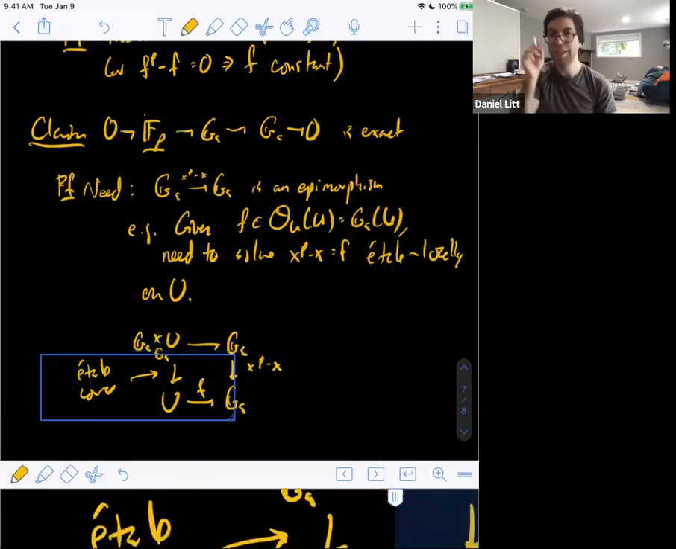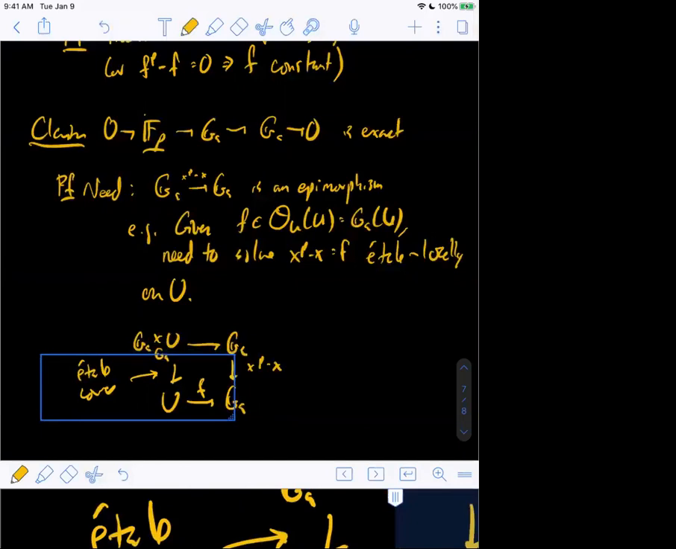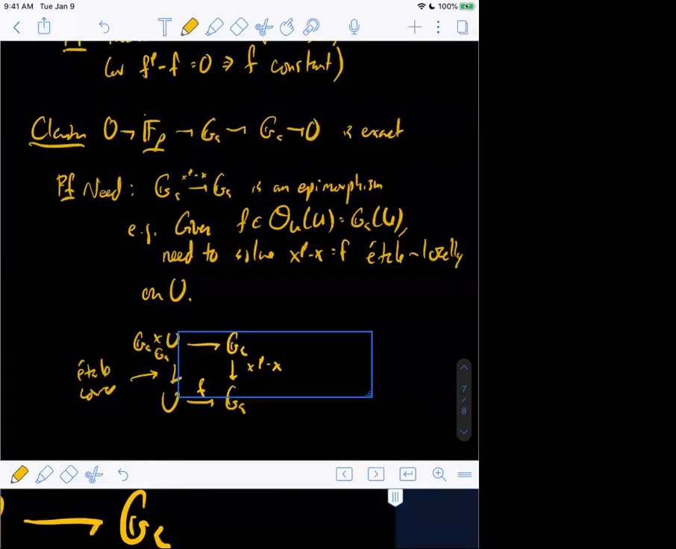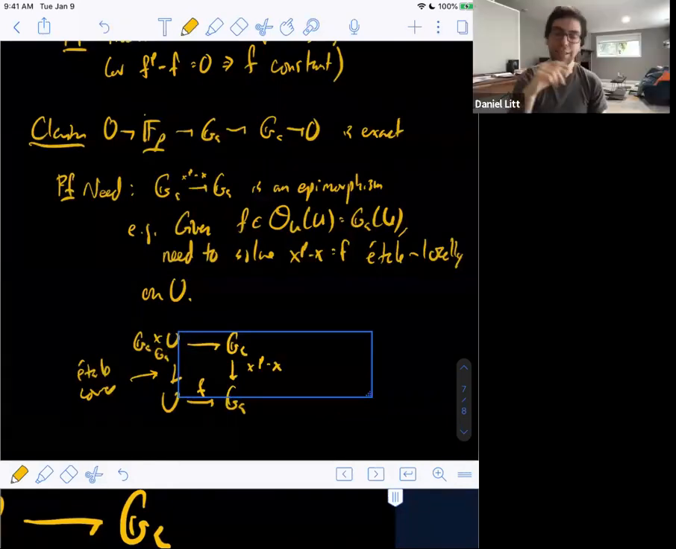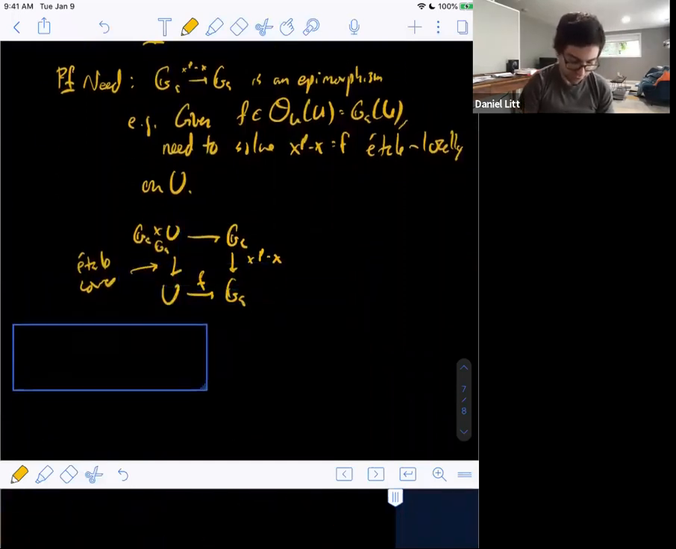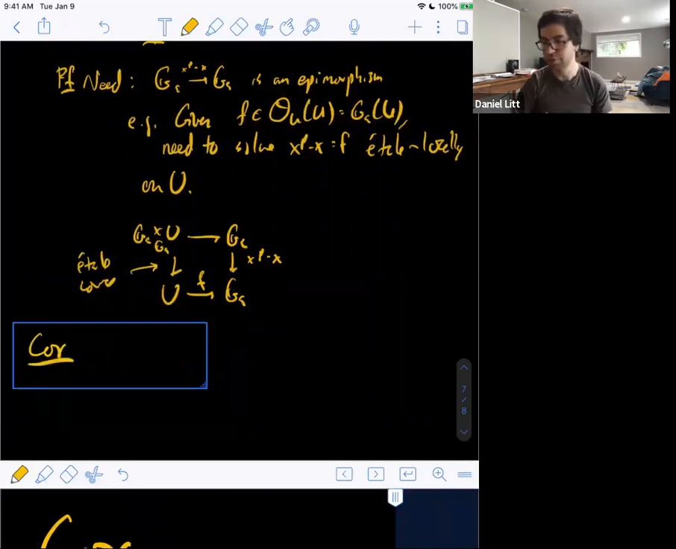So can anyone tell me why this is an étale cover? Because it's the base change of an étale cover. Yeah, exactly. So x to the p minus x is an étale cover. And the key ingredient there is the observation that x to the p minus x is étale. And why is that? The derivative is -1. That's exactly right. Yeah, the derivative is invertible. It's -1. Perfect.